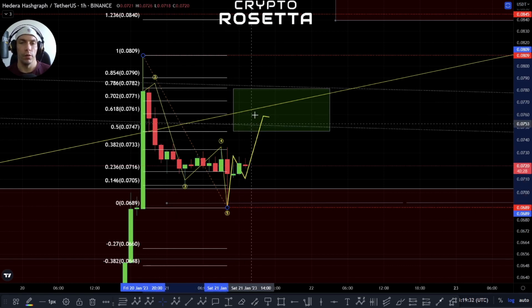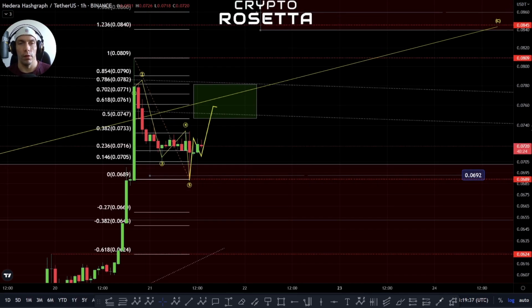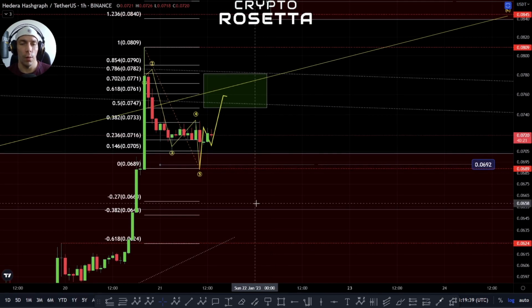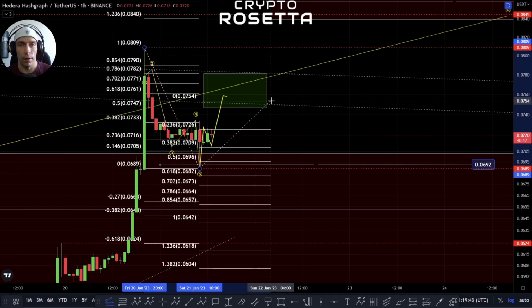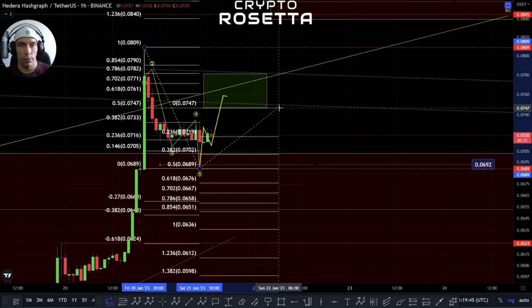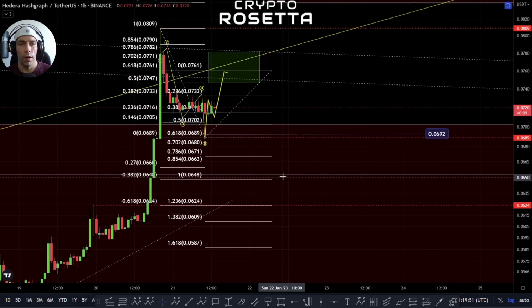If we do move up into this zone and then face rejection again, it is possible that we could see either this play out as an ABC, or alternatively a 5-wave move to the downside. So I'm going to throw this up here. Let's say we come up to this 50%, or potentially 618 is a common area, so I'm going to just throw it on that 618.